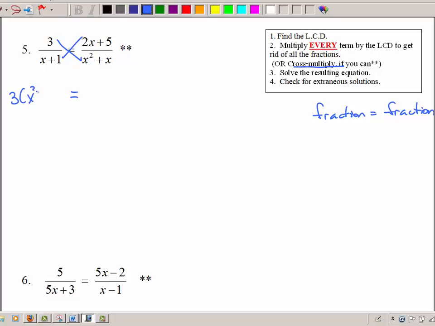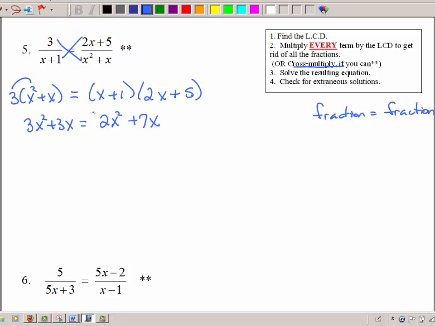So I have 3 times x squared plus x equals, and it doesn't matter what order you write this in, but it's x plus 1 times 2x plus 5, which means I'm going to have to FOIL. Right, so let's distribute, then FOIL this out. Let's see, that's going to be 5x plus 2x is 7x. You really should be able to do that outer inner in your head, plus 5. And again, I have a quadratic. I like my x squares positive, so I'm going to move everything to the left. So I'm going to subtract 2x squared.